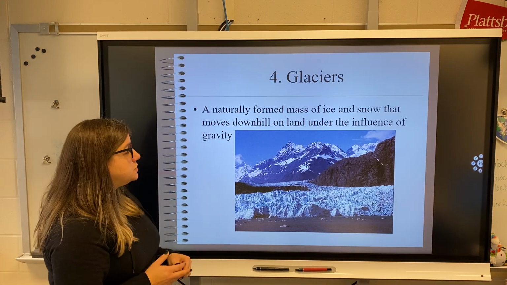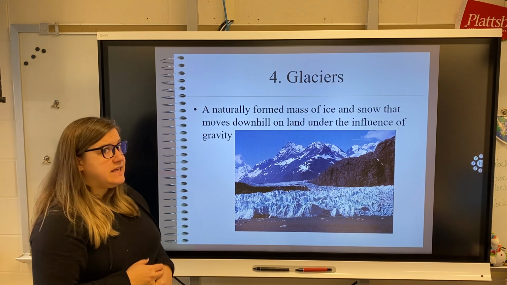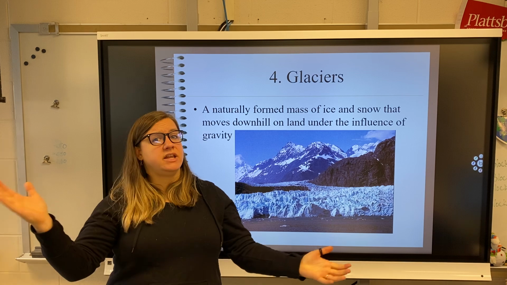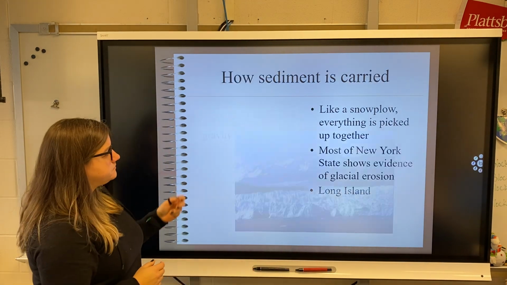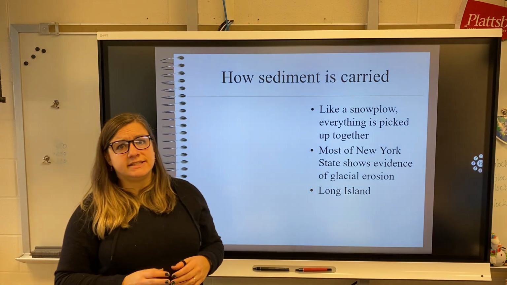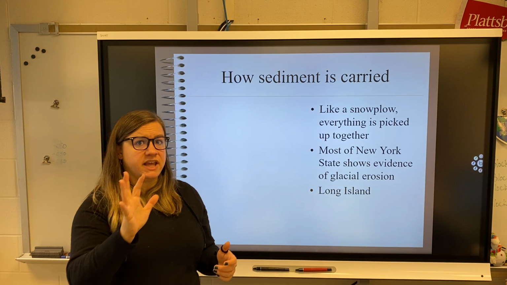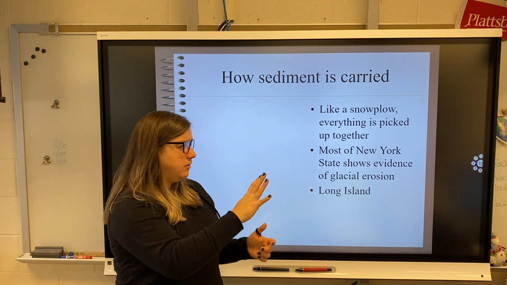Glaciers are naturally formed masses of ice and snow. They move downhill on land under the influence of gravity. Glaciers are pretty cool. So how is sediment carried in a glacier? It's carried like a snowplow, okay? It's all picked up together and it gets moved like a snowplow.